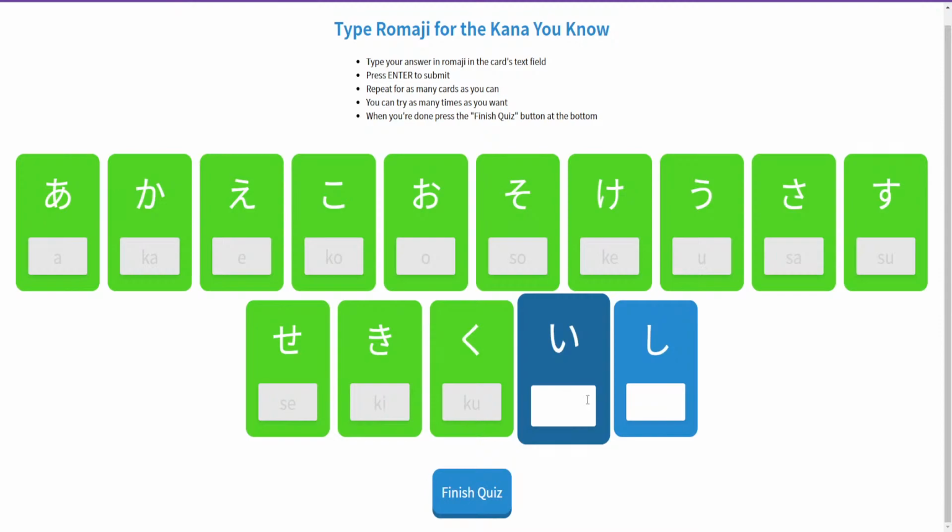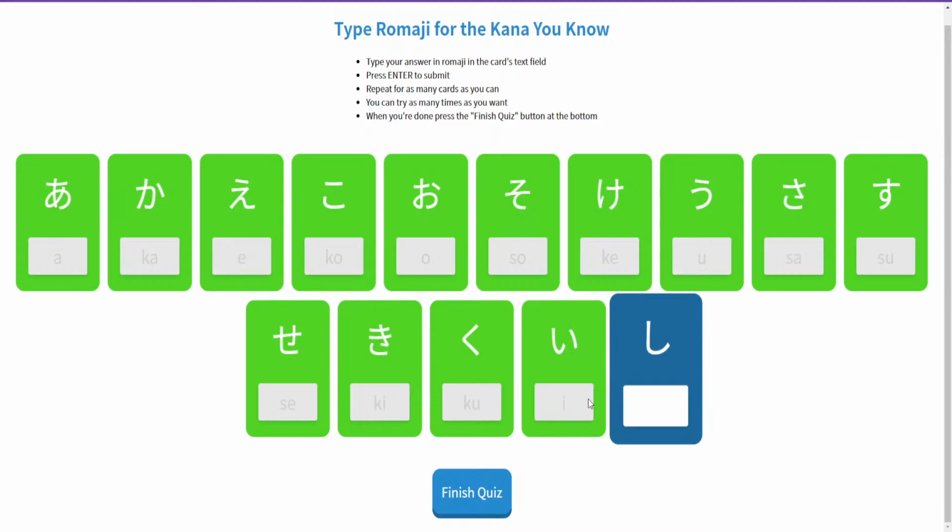It is E. Now, this one is tricky, I'll give you that. Because it's in Romanji, it's the letter I. So when you type it out or spell it in English, it's the letter I. But it's pronounced like the letter E, which is confusing because there is a letter E, but it's pronounced eh.